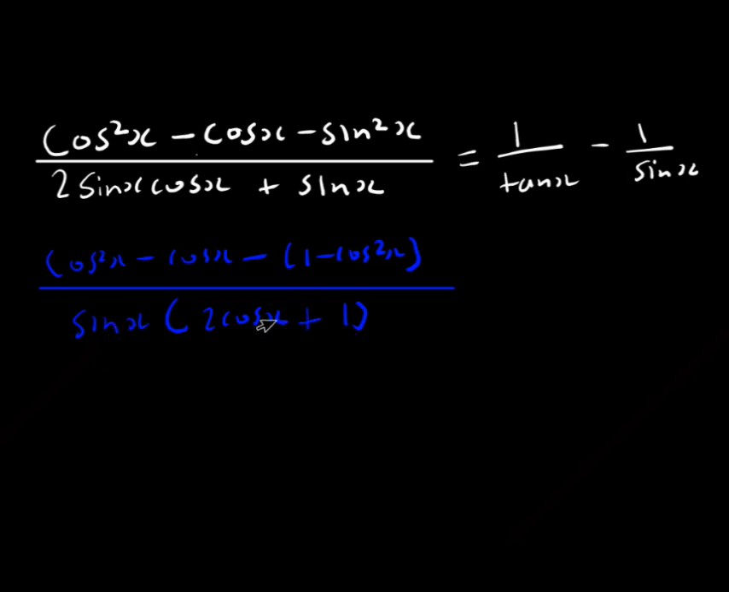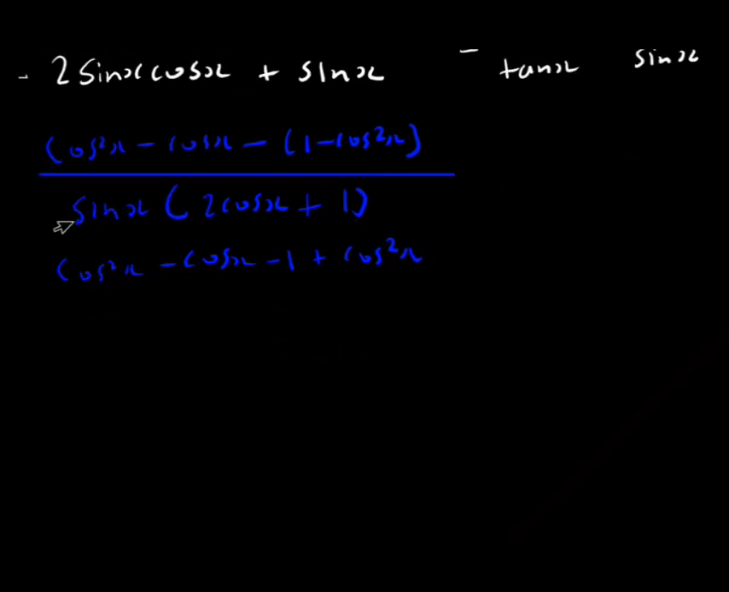So every time we change, there is always distribution, and after distribution we look for like terms. So this is going to be cos squared, and then it's going to be cos. When we distribute, this is going to be minus 1, and then this is going to be cos squared x. So that's what we have. Yeah, it looks weird, but anyways, let's just continue. So this is going to be 2 cos x plus 1.